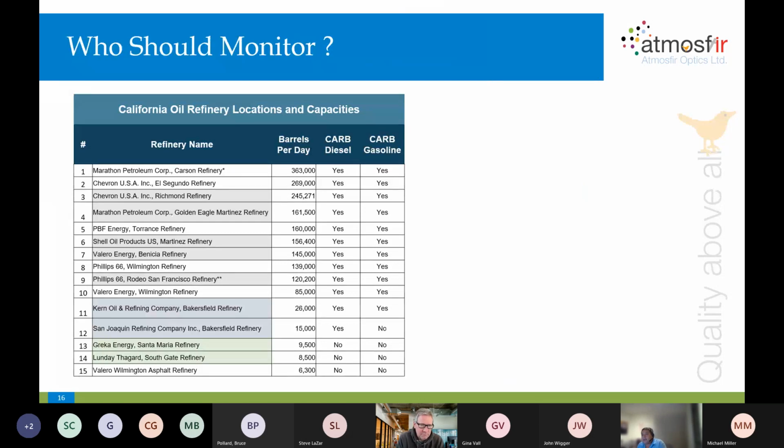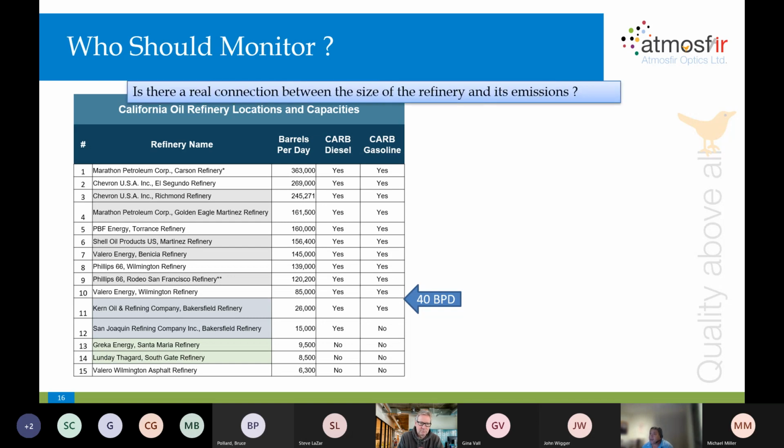So the first question that people should know: who should monitor? In California, at least when the rule was written, there were 15 refineries. And most of the regulation, and that includes 1180, said that you must go on this program if you are above 40 barrels per day. That raises the first question: is there a real connection between the size of the refinery and its emissions?